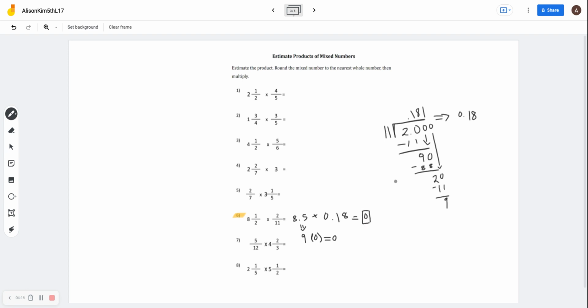So this can be a little bit tricky. Just before you multiply anything, turn all your fractions into decimals. It will be the easiest way. And then you will round your decimals into a whole number and then multiply.